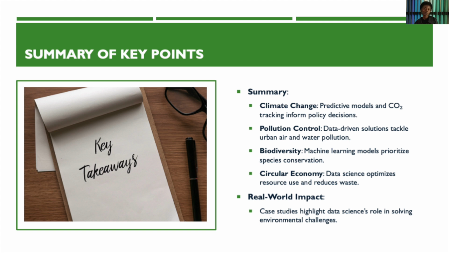Biodiversity conservation uses machine learning to prioritize at-risk species, and the circular economy applies data science to optimize resource use and minimize waste. Together, these examples show how data science is transforming environmental research and action, enabling us to make informed decisions for a more sustainable future.